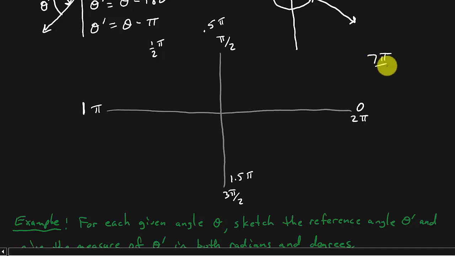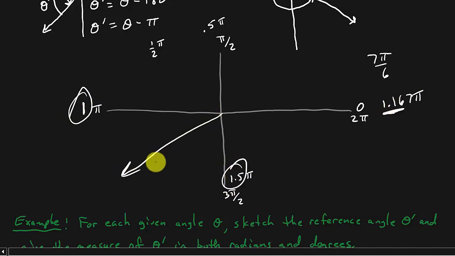So what do we have? We have 7 pi over 6. What's 7 divided by 6? 7 divided by 6 is 1.167 pi. Okay? So look at this. You see how this is 1, this is 1.5, 1.16, that falls in between there, doesn't it? And that's a quick way you can do it, okay?